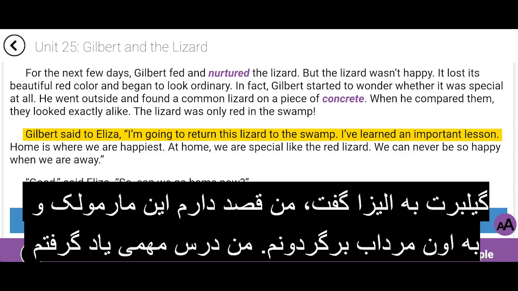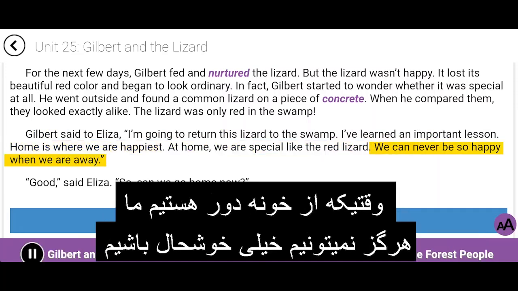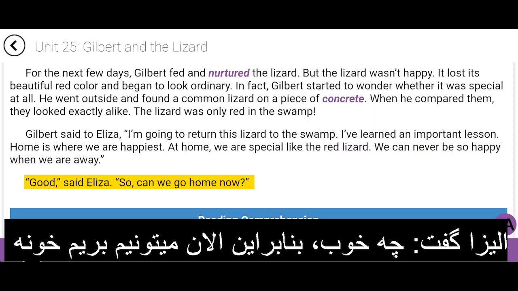Gilbert said to Eliza, "I'm going to return this lizard to the swamp. I've learned an important lesson. Home is where we are happiest. At home, we are special, like the red lizard. We can never be so happy when we are away." "Good," said Eliza. "So can we go home now?"